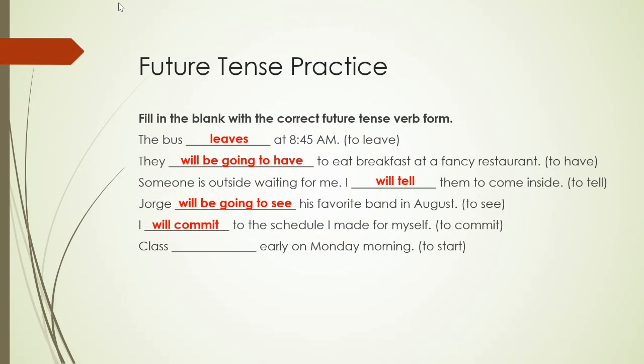In our next example, will commit is the correct future tense form. In our final example, class starts early on Monday morning. Starts is the correct present tense form of the verb. Notice how many of these examples use will before the verb to denote something expected to occur in the future.